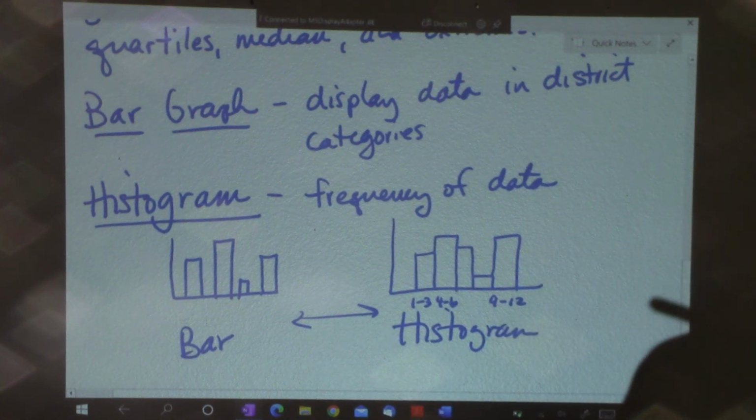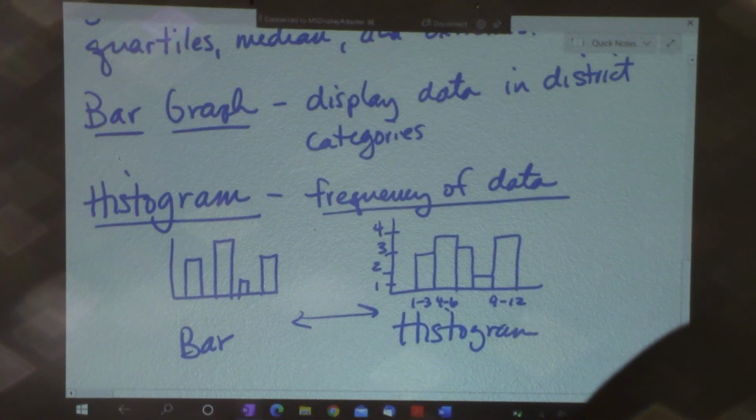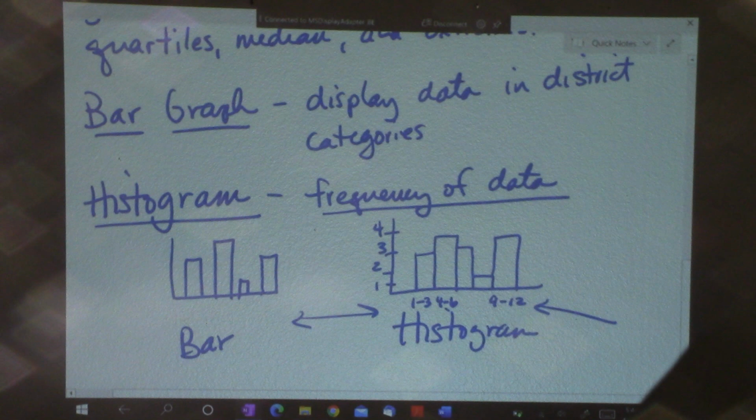So it might be, what are the rolls of a dice? How often do you roll a certain number of dice? What's someone's favorite number between 1 and 10? And then you have results, 1, 2, 3, 4. So it's frequency of data. That's when you use this. That's when you have these frequency categories like this, okay, in equal intervals.